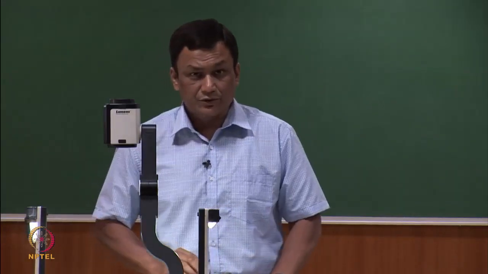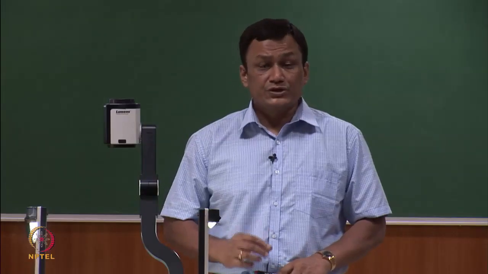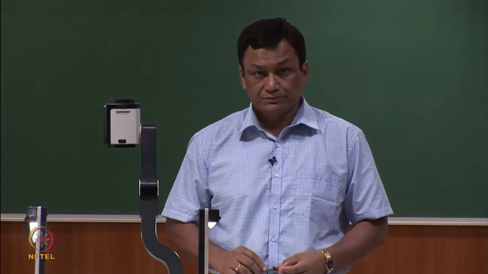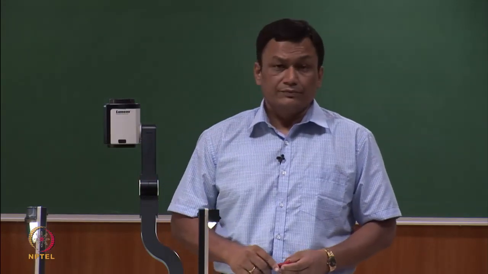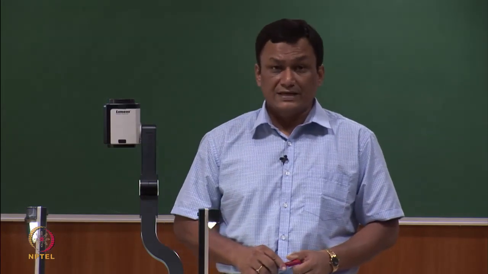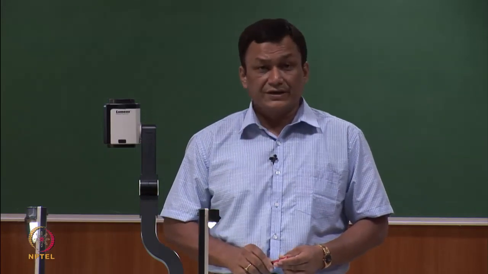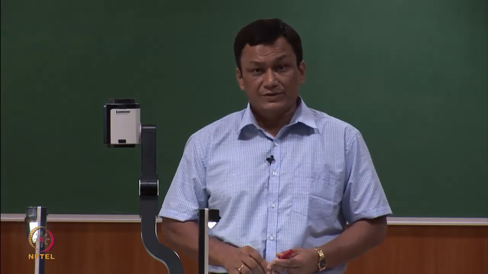Let us start this module with this image. What you see is a staple fiber yarn, or precisely a portion of a staple fiber yarn. As you know, a staple fiber yarn is a twisted fibrous assembly where the fibers are inclined at different angles from the axis of the yarn.